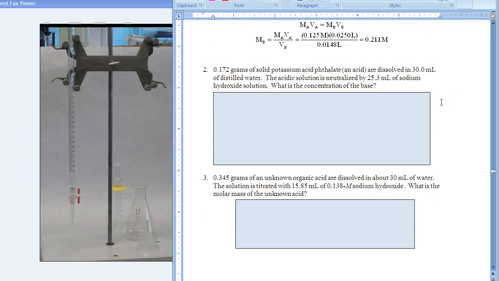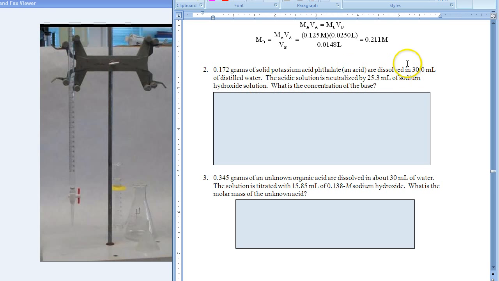In the second pre-lab question, this is similar to what you'll be doing in part 1 of your exercise today. You will use what's called potassium acid phthalate. It is an acidic species that will provide the hydrogen to neutralize the hydroxide ion on the base. So you would weigh out a small sample. In this case, we've used 0.172 grams. And we have neutralized or reacted it with 25.3 milliliters of sodium hydroxide.